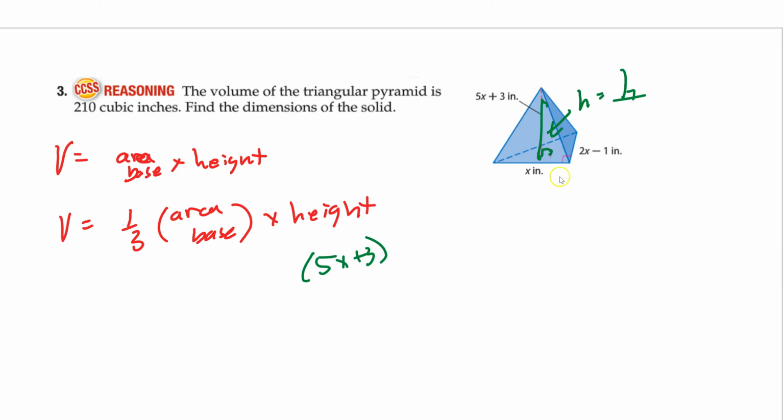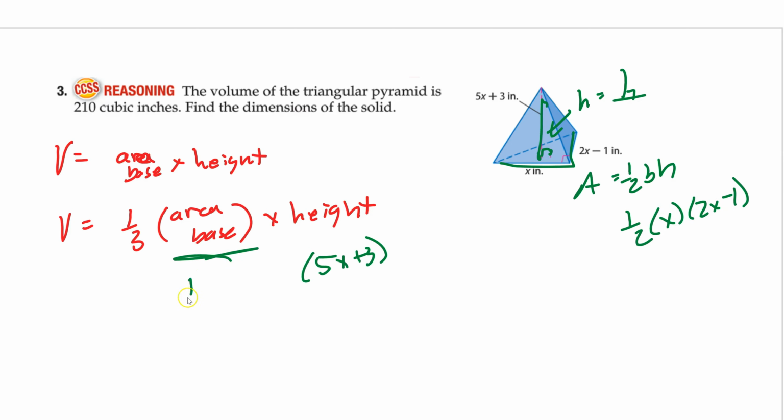My base here has the right angle too. The area of a triangle is 1/2 base times height. So it's going to be 1/2 x times 2x minus 1. So that's my area of the base. 1/2 times x times 2x minus 1. And then there's a 1/3 on the outside. And that all equals the volume, which they told me was 210.